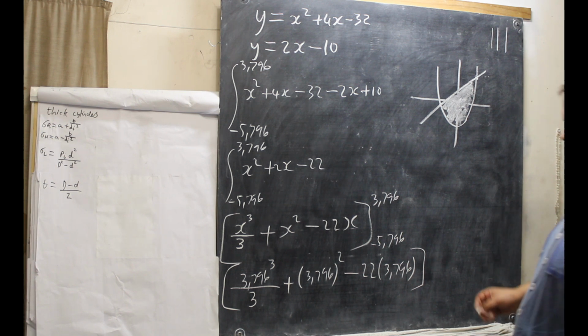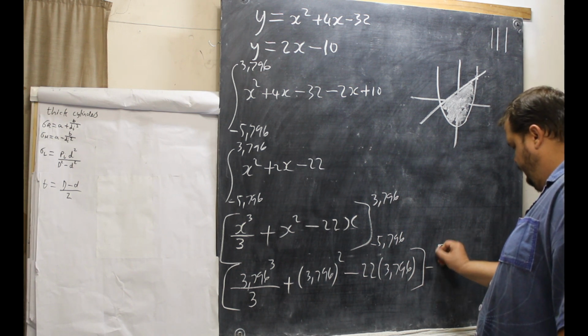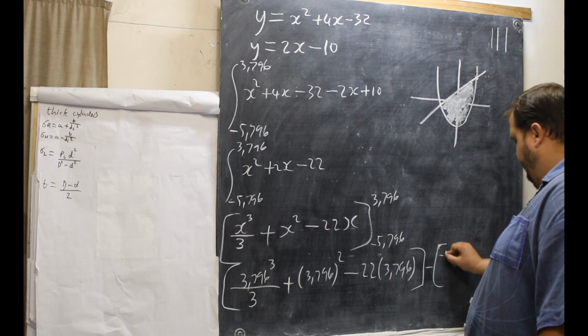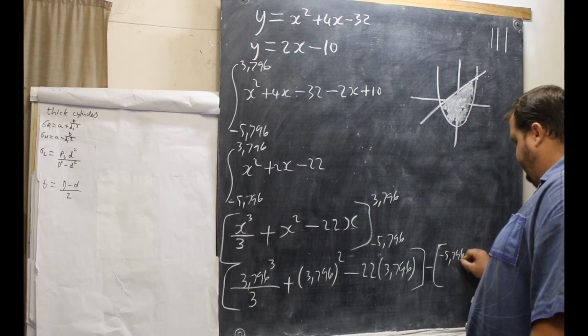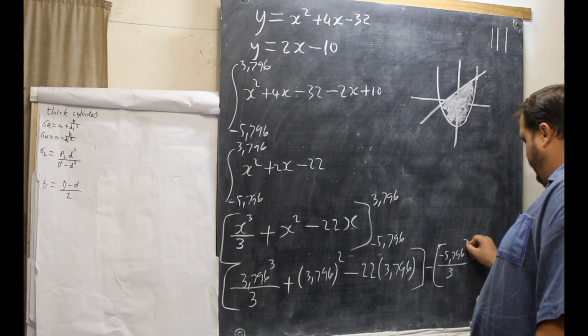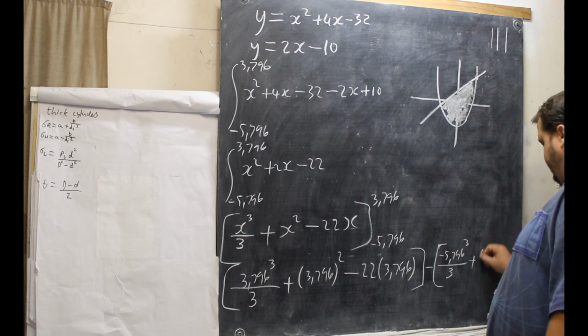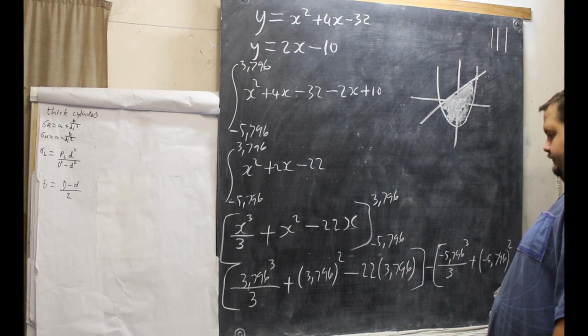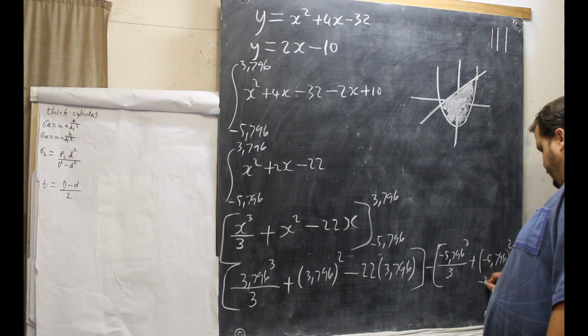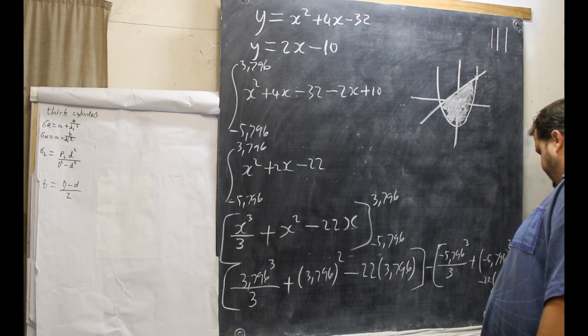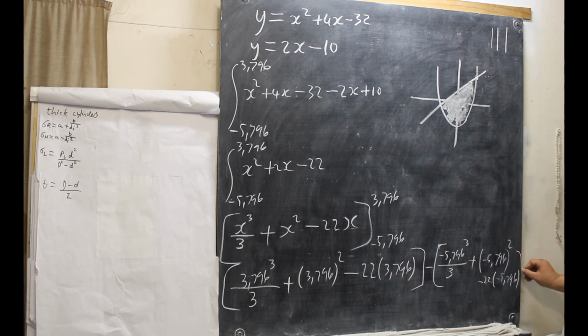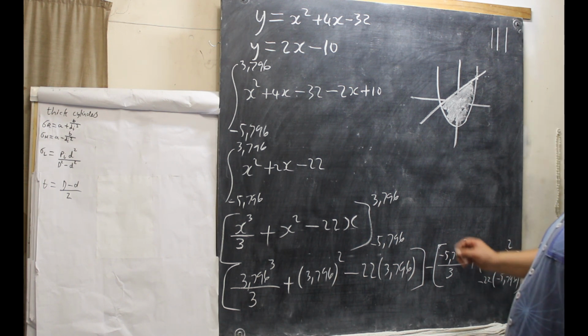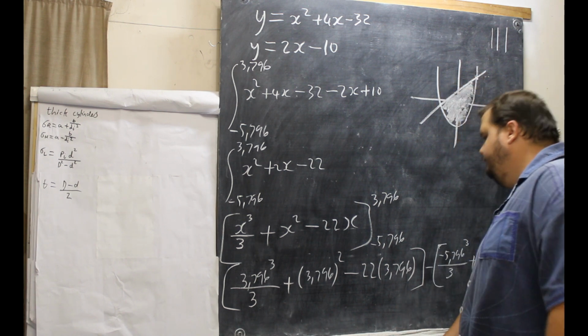Minus the exact same sum, but instead with x2: x2 cubed over 3 plus x2 squared minus 22 times x2. Then I'm going to write my answer.